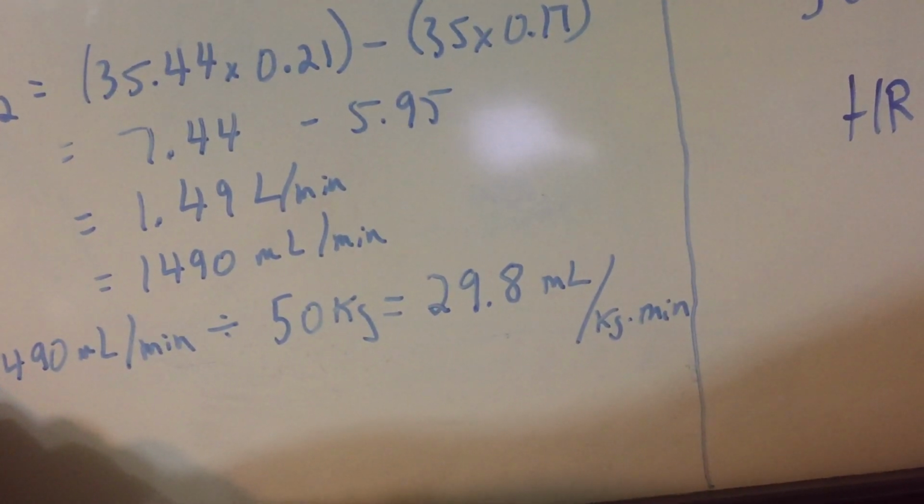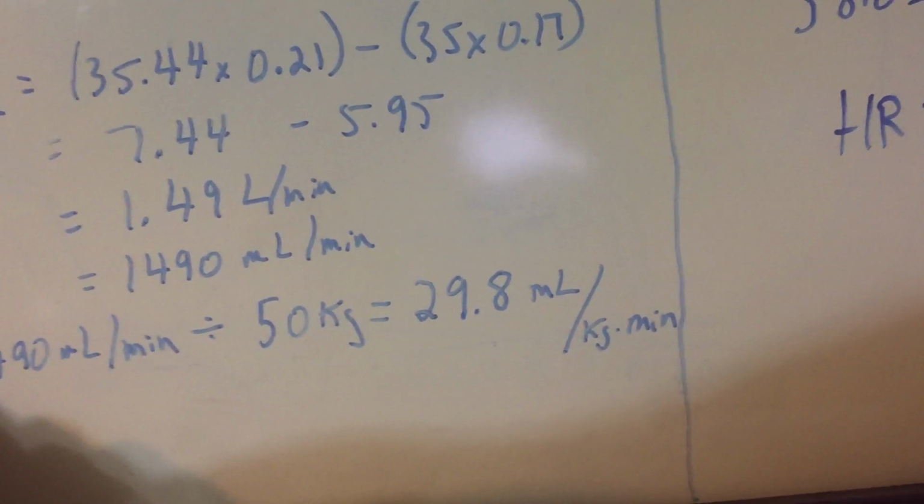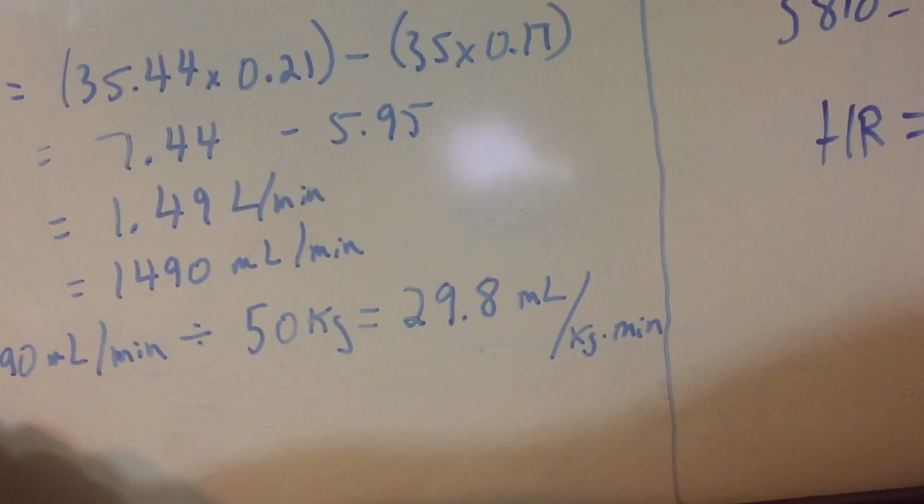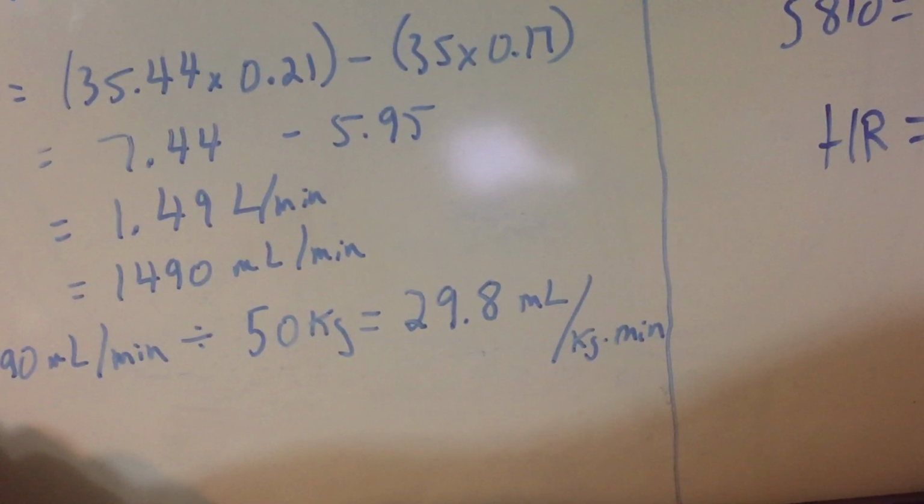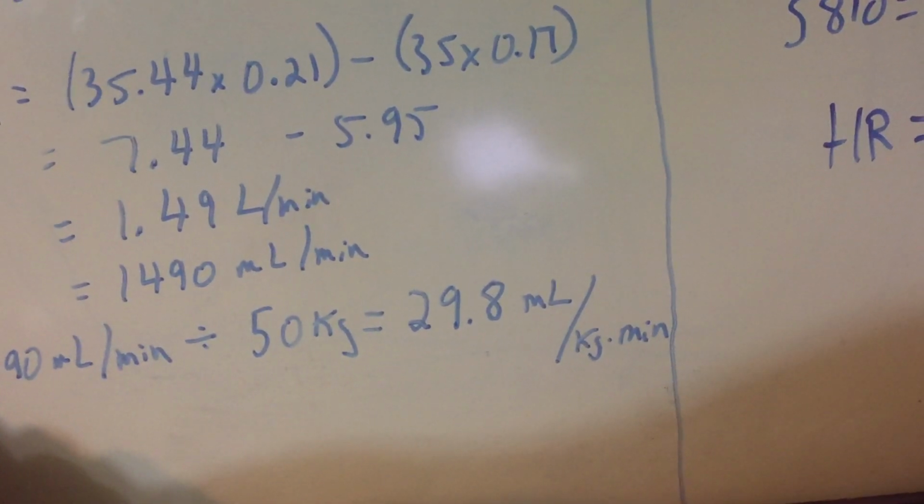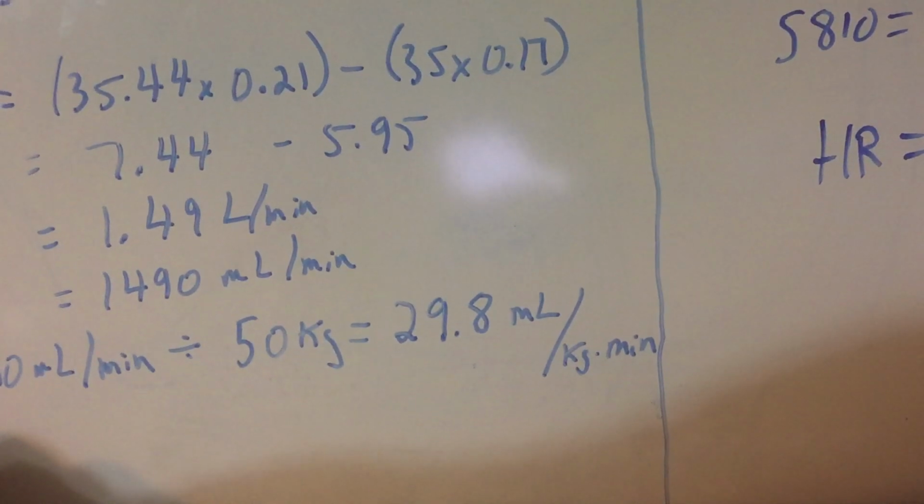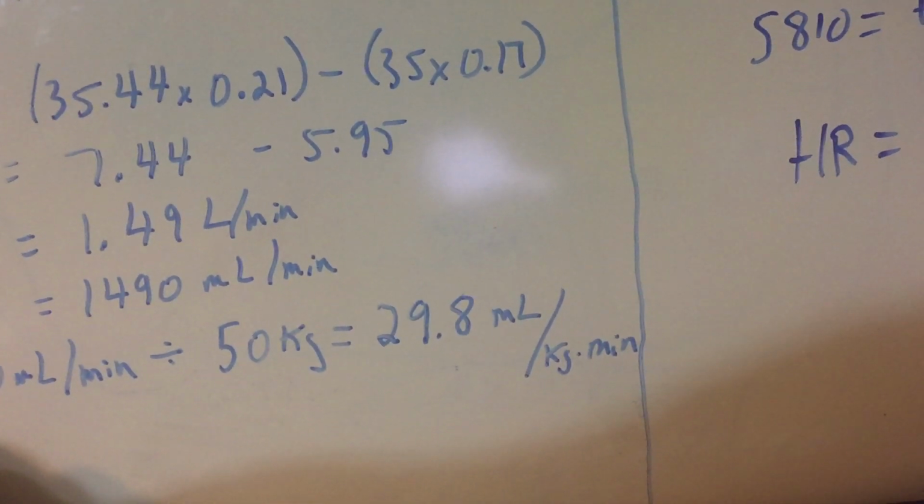If this was a VO2 max test and this was a young person, and I asked you whether this person was trained or untrained, your answer should be untrained. So this is a relatively low VO2 max for an untrained male or female.